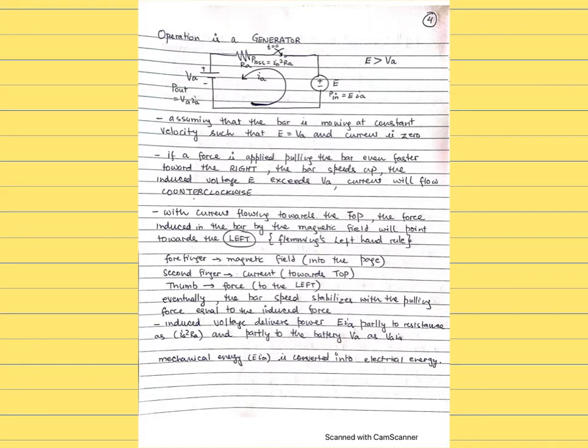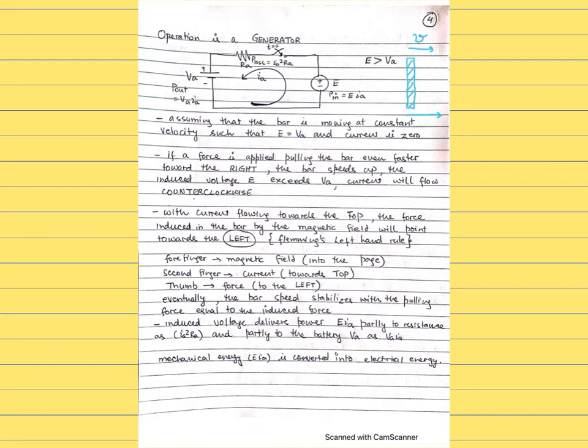Now comes the operation as a generator. Here, the first assumption is that this bar is moving at a velocity V. So V is the starting velocity. Then from some external source, a force is applied, and that force is applied in this direction now.